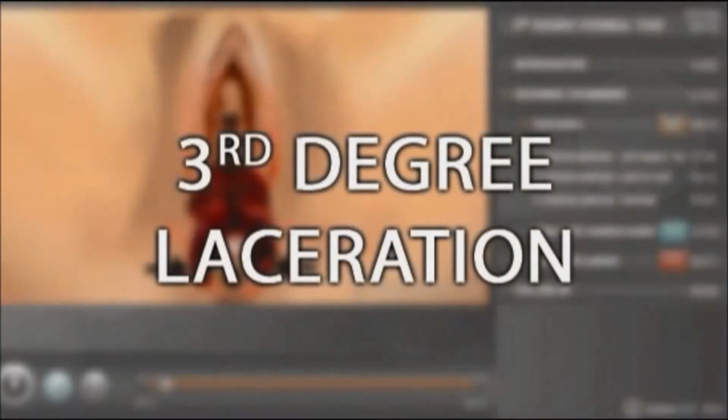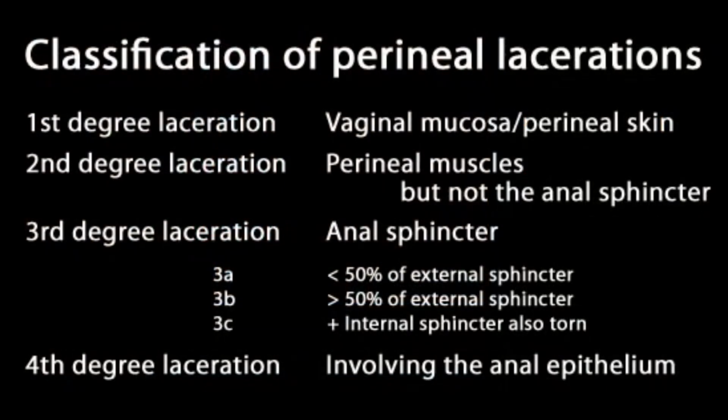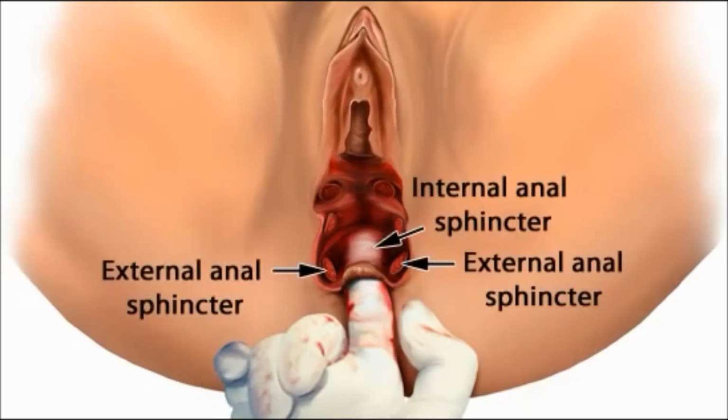The chapter about the suturing of a third-degree laceration is a demonstration of anal sphincter repair. The chapter is divided into three main sections: introduction, suturing techniques, and follow-up. The international classification of perineal lacerations is explained and demonstrated. The introduction will guide you on how to diagnose injuries to the anal sphincter. This is illustrated with both illustrations and by showing clinical footage.